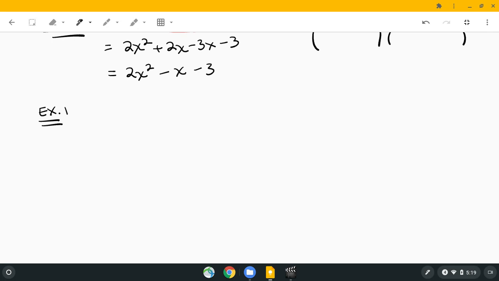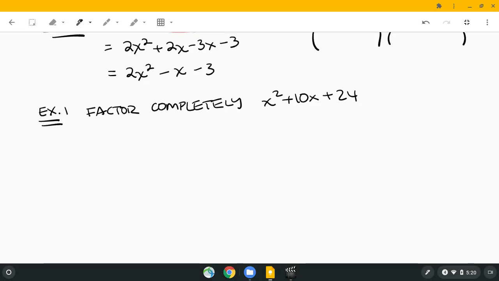All right, so let's go ahead and factor completely. Factor completely means to keep factoring your answer until it can no longer be factored. Okay, so factor completely x squared plus 10x plus 24.